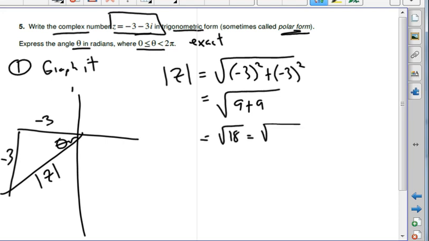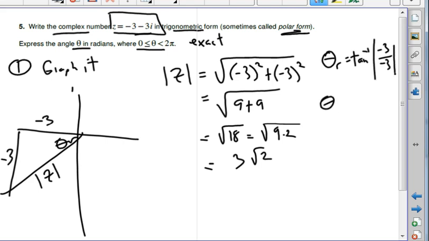So 9 plus 9 is 18, which is the square root of 9 times 2, so 3 root 2, and that's our magnitude. Theta ref is inverse tangent of -3 over 3, or -3, so that's inverse tangent of 1. Using the calculator, I put mine in degree mode because I like degrees more than radians, and that gave me 45 degrees. So that's my theta ref.